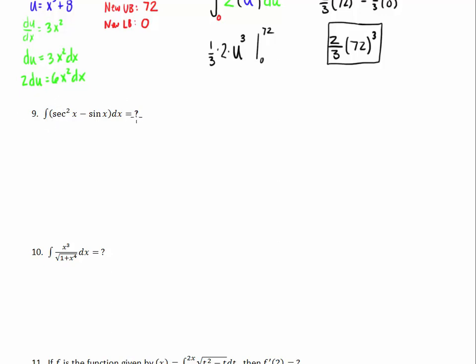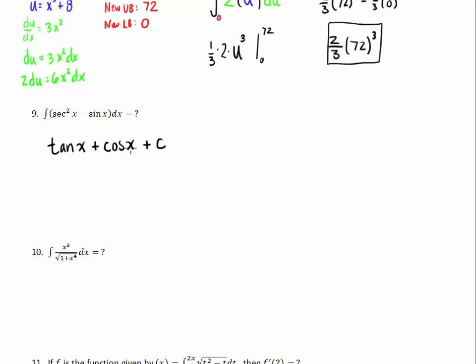This time we're doing an indefinite integral, so we are going to need our plus c on the end. So we've got the integral of secant squared minus sine of x. These are separated by a minus sign, so we can take the antiderivative of each of these separately. And I look at secant squared and I say, yeah, I know what the antiderivative of secant squared is. That's tangent. So tangent of x. And the antiderivative of negative sine is going to be positive cosine. And then plus c. And that right there is our antiderivative.